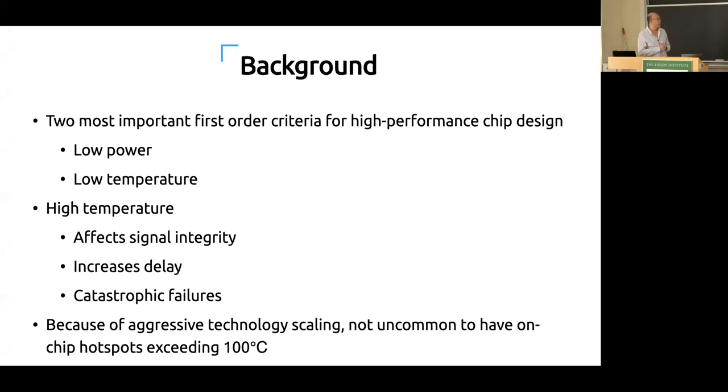Low temperature because when a circuit or chip heats up, it affects a lot of things that are going on. It affects signal integrity, which means it's more prone to errors. It increases delay, so computations get slowed down. But there are also catastrophic failures. And all this comes about because of aggressive technology scaling. Wires are getting longer and thinner. There's increased resistance. So it's not uncommon to have hotspots on a chip that exceed 100 degrees Celsius.